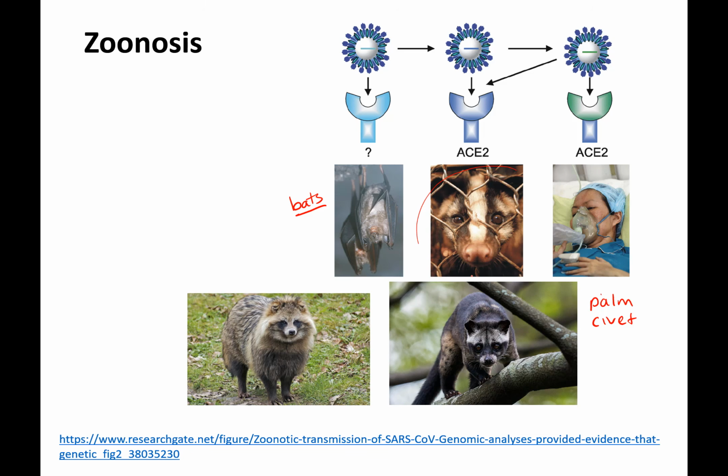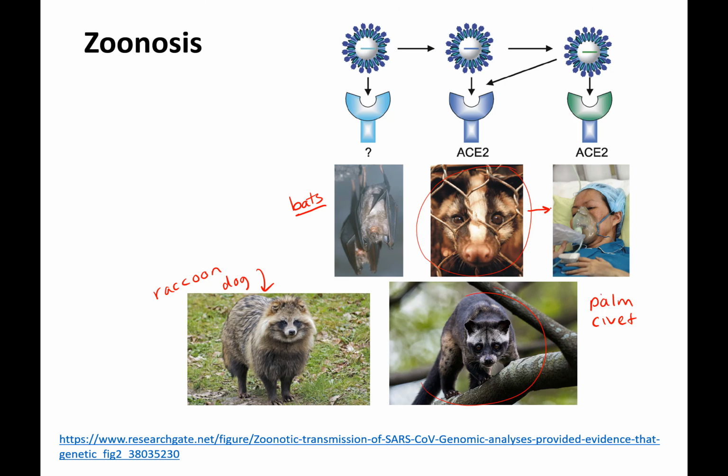And I feel bad that he's in a little cage here. So here's one in the wild. And here they also mention a raccoon dog. Oops. That's this little fluffy guy right here. And so what we think is the big issue is palm civet to humans.